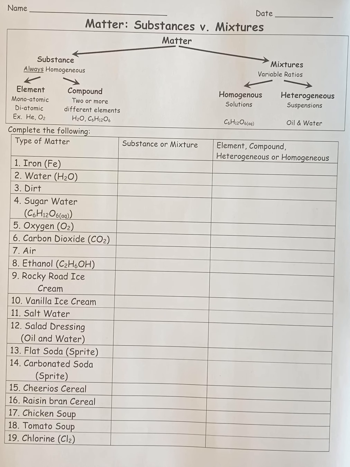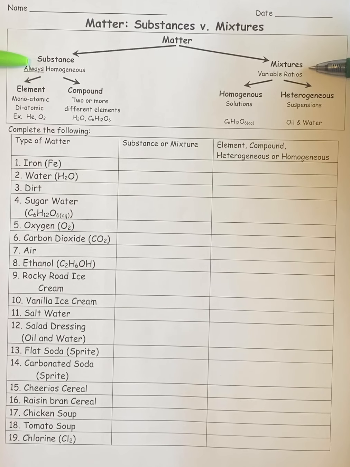In this video, we are going to do some practice problems on substances, mixtures, elements, and compounds. So I like to say it is elements, compounds, and mixtures, but sometimes things are a little bit harder than others. So I have a little flow chart up here at the top. Basically, matter gets broken into two categories: substances and mixtures. In a substance, they are always homogeneous because they're only one thing.